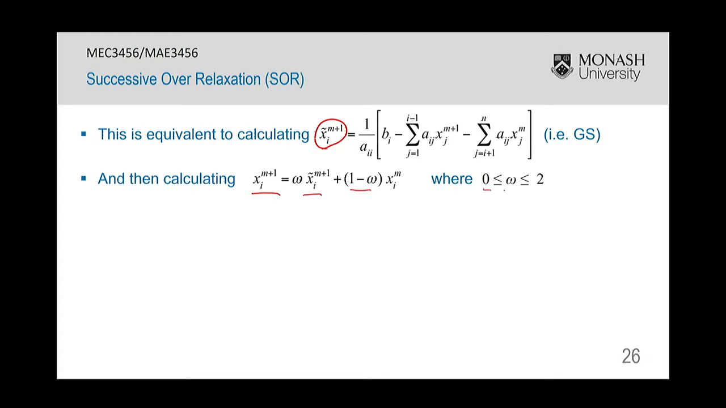Now, it turns out that the relaxation parameter omega must take values between 0 and 2. If omega is equal to 1, it turns out that we get Gauss-Seidel straight back. If omega is equal to 1, this term here disappears, and we just see that xim plus 1 is equal to xi tilde m plus 1, which is just the Gauss-Seidel iteration.